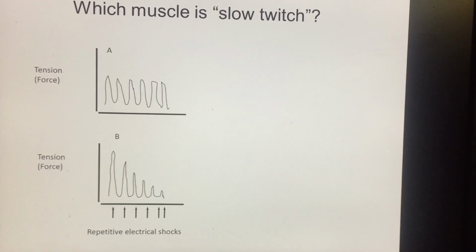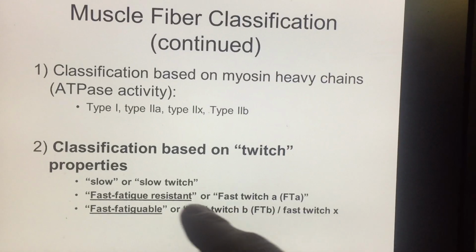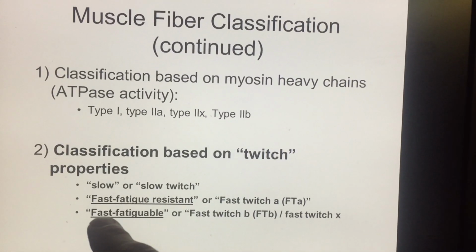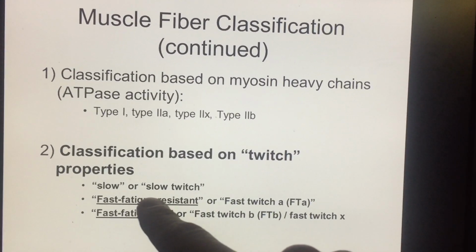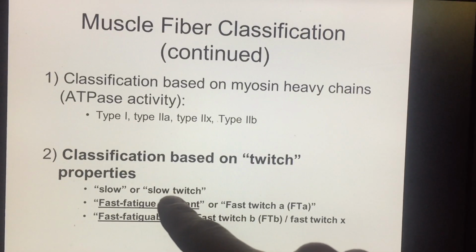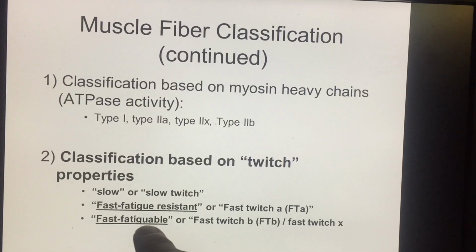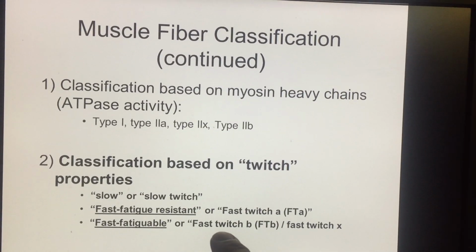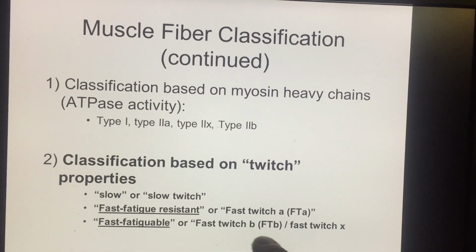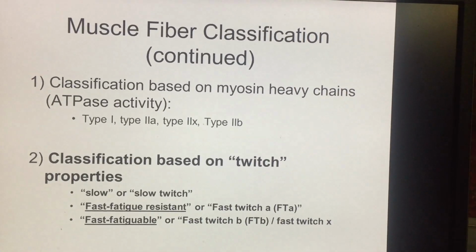So that's just another way that you can classify fiber types. You can call them fast, fatigue resistant, slow twitch, which have the least amount of fatigue, or you can call them fast fatigable. Those would correspond to your fast twitch B or fast twitch X muscle fibers.